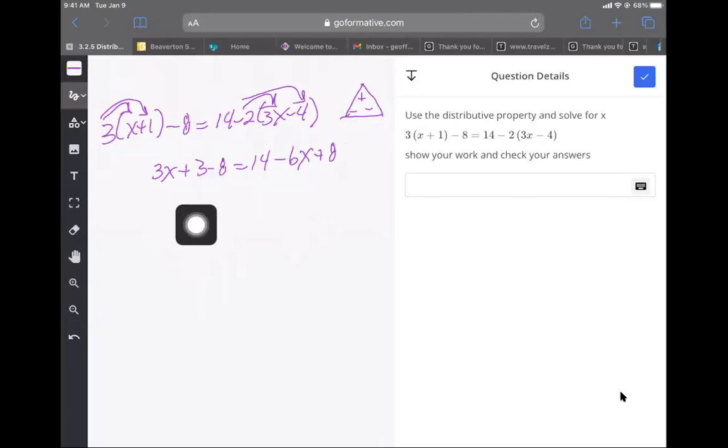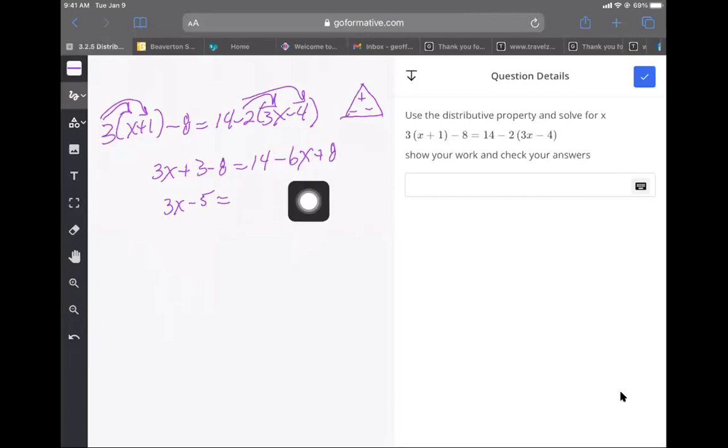Let's start on this side. What are the things I can add up over here? 3 and the -8, perfect. We can't add it to this guy because this guy has an x and these guys don't have x's. So only these guys can get added. What is 3 and -8? What does that equal? -5. Perfect, -5.